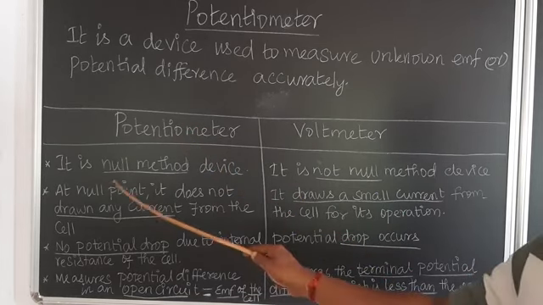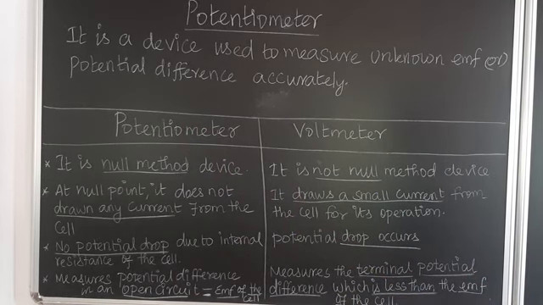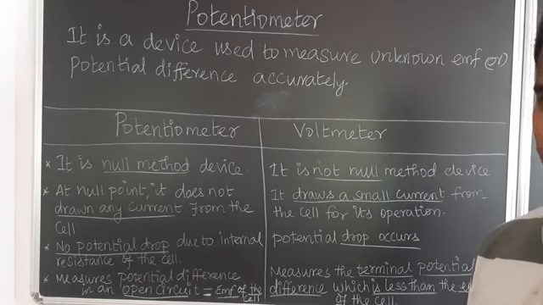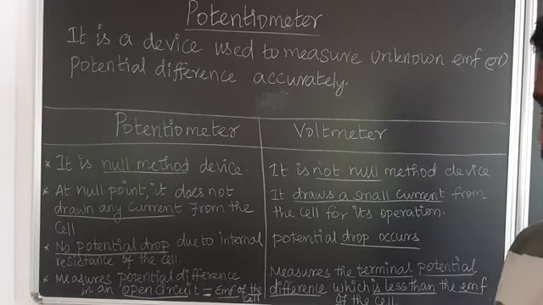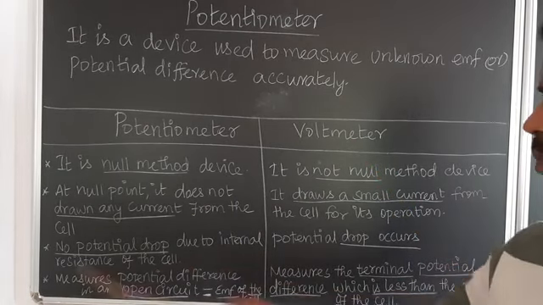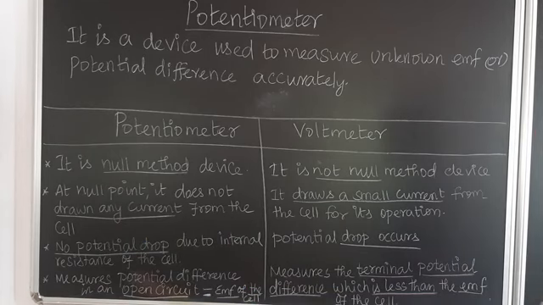The potentiometer is a null method device. What is a null method device? Yes, if you move a jockey to one particular position, the current in the galvanometer becomes 0, right. That is why we say it is a null method device. When compared to a voltmeter, it is not a null method device. And at the null point, it does not draw any current from the cell.